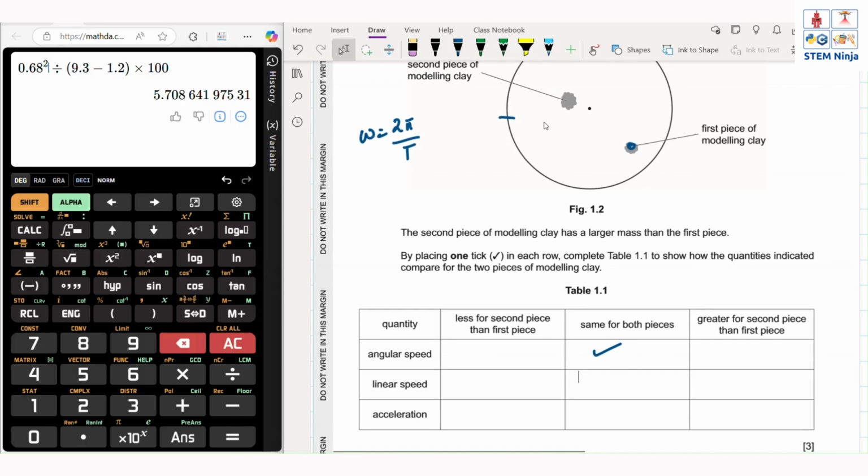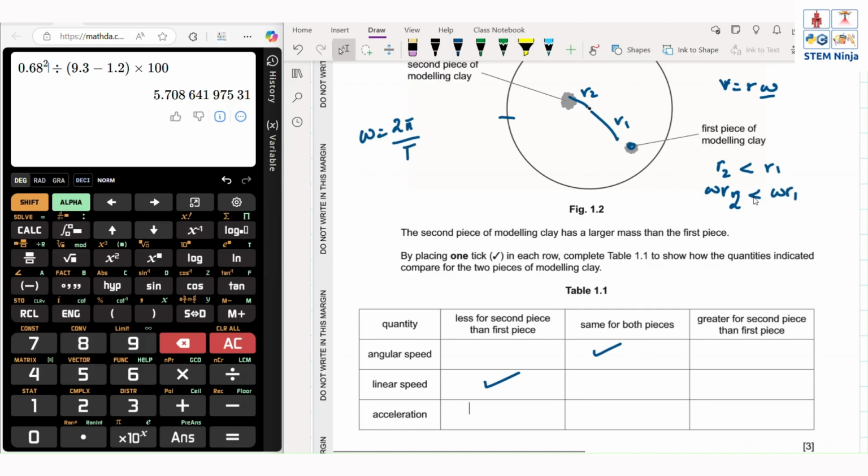Linear speed, v is equal to r omega. So if omega is the same, let's call it R2 over here and R1 over here, R2 is less than R1. So if you multiply by constant omega, omega R2 is less than omega R1. So this is going to be less than.